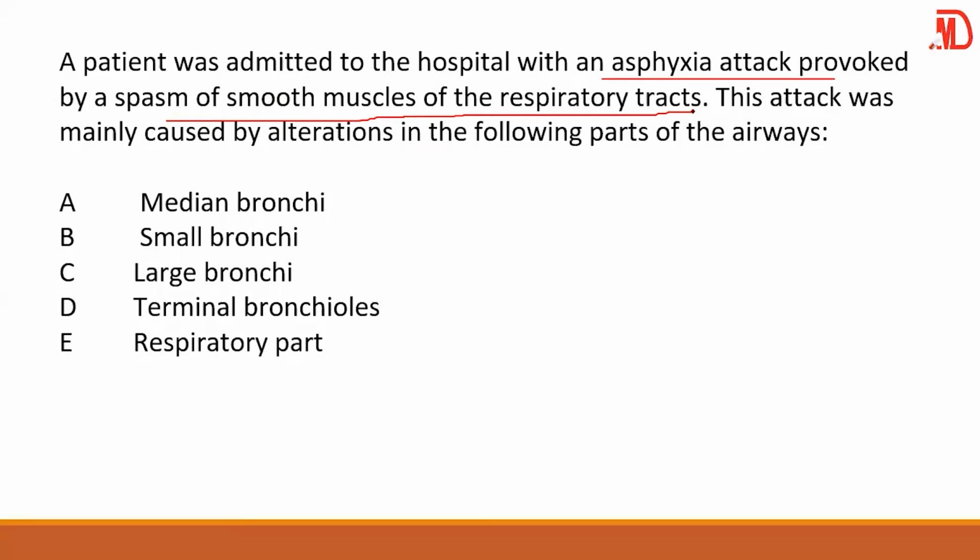But the question is, this attack was mainly caused by which part of the airway? Of course, we know in an asthmatic attack, we are dealing with the bronchi. When it comes to the bronchi, the small bronchi have a lot of smooth muscles compared to the large bronchi. So over here, we will be dealing with the small bronchi, or the small bronchus. All right, so the answer is B.